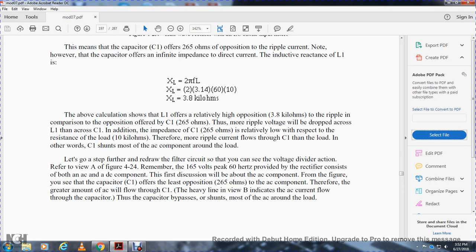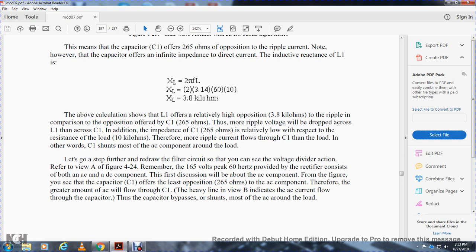Let's go a step further. Redraw the filter circuit to show the voltage divider action, referring to view A of Figure 4-24. Remember that 165 volts peak at 60 hertz is provided by the rectifier, consisting of both AC and DC components. We will first discuss the AC components.